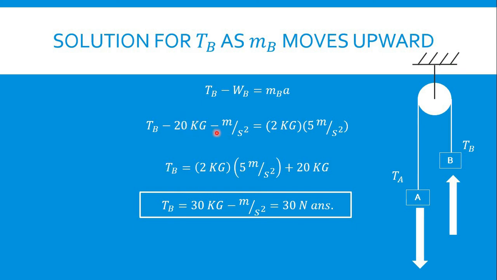We just move 20 kilogram meters per second squared to the right side. Then tension B is equal to 2 kilograms times 5 meters per second squared plus 20 kilogram meters per second squared. And so we get the answer for tension B, 30 kilogram meters per second squared, and also 30 Newtons as the final answer for tension B.